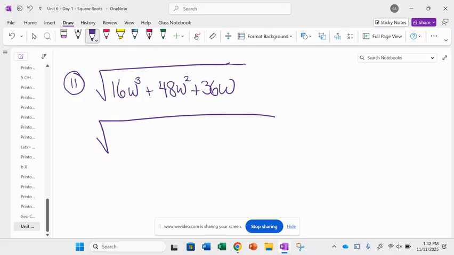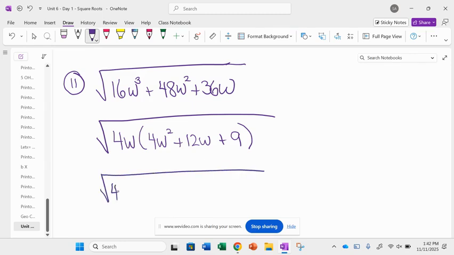16 doesn't go to 36. 4w. So we want to pull out a GCF of 4w. And then we are left with w squared plus 12w, sorry, 4w squared plus 12w plus 9. What do you think we could do? Factor, yeah. So now we're going to have 4w times 2w plus 3 times another 2w plus 3.